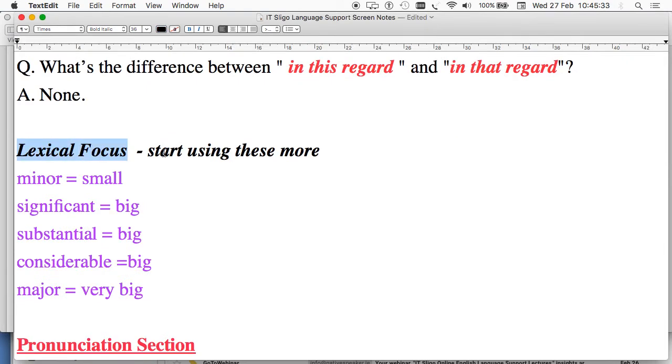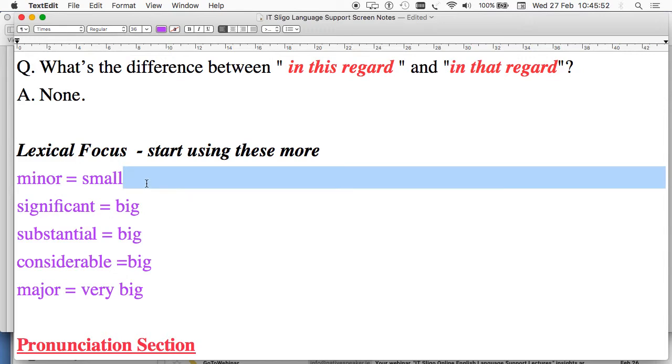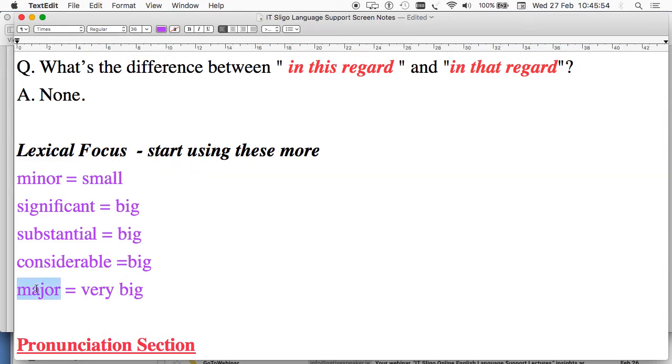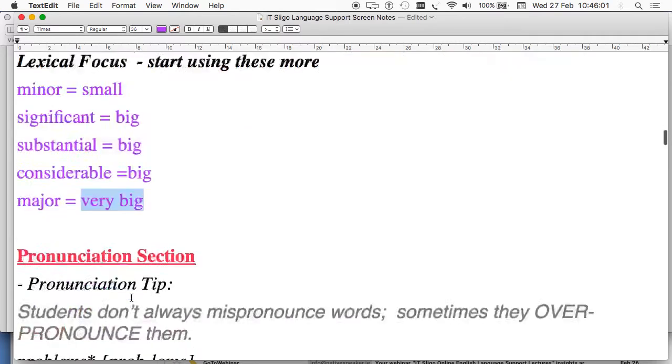Lexical focus again. Start using these words more. We often have to give quantities to things, so we might say small or big. If it's small, say minor. If it's big, say significant, substantial and considerable. And remember, I call these the three sisters. That's a little working title we use. They have a little brother called minor, not minor, like a lot of our European cousins say, and it's major, not major, not mayor, not major, it's major, which means very big.